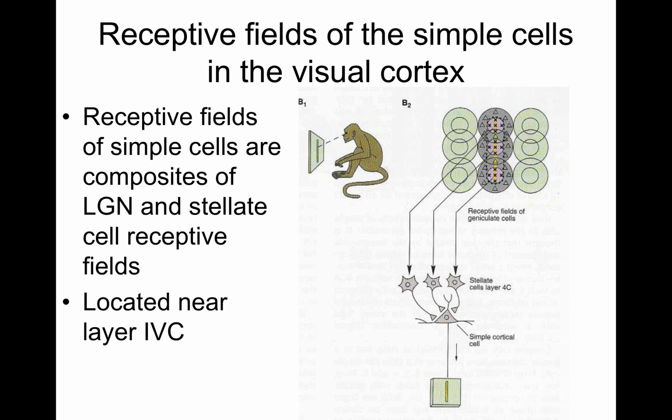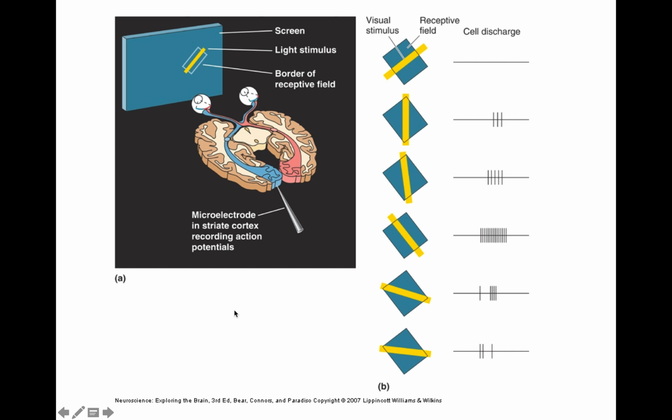So what's the takeaway here? First, how those receptive fields get passed on up to the LGN, and then that in the cortex we're seeing a convergence of these different receptive fields. All right, let's take a look.